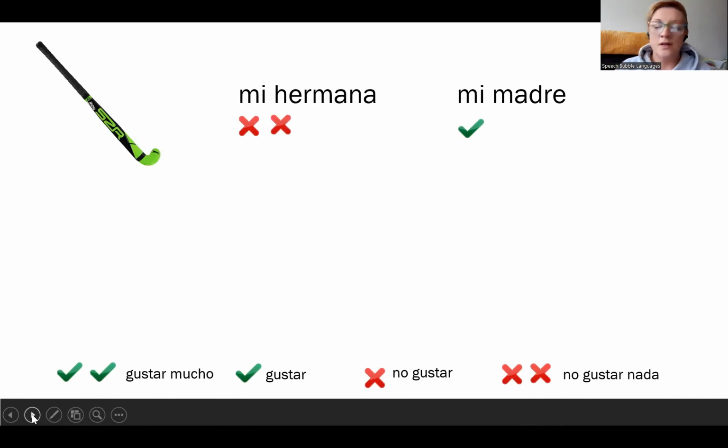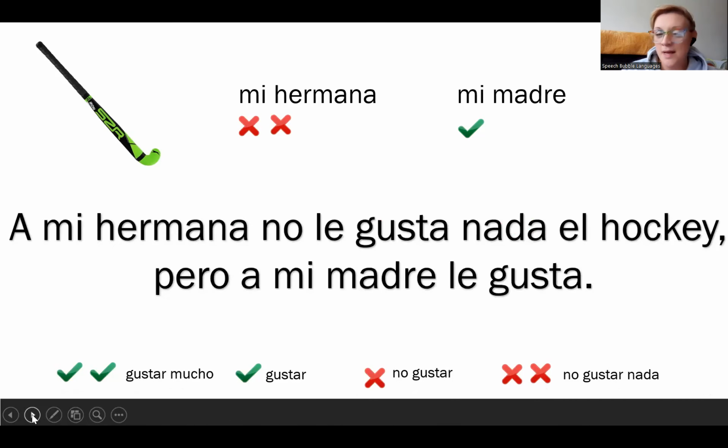This sport now, we've got a lovely hockey stick. How do we say hockey? That's right, it's el hockey. So my sister doesn't like it at all, but my mum likes it. ¿Cómo se dice esa frase en español? How are we going to build that sentence? A mi hermana no le gusta nada el hockey, pero a mi madre le gusta. I hope you're getting these right. It's quite normal to make a few mistakes on the first few turns. Don't worry about it. Study the formation carefully and try again.